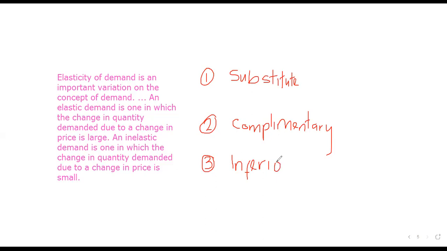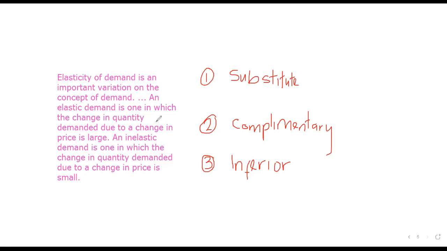What are inferior goods? These are goods whose demand goes down when the income of an individual goes up. Excellent. And we call that effect what? The income effect. So these are goods whose demand will go down, surprisingly, when the what? The income of an individual goes up. Example?